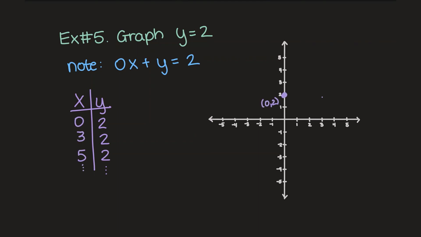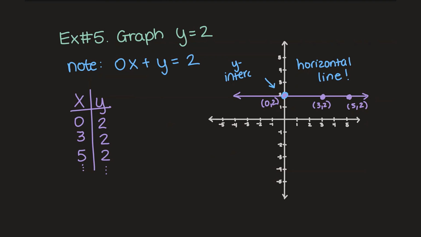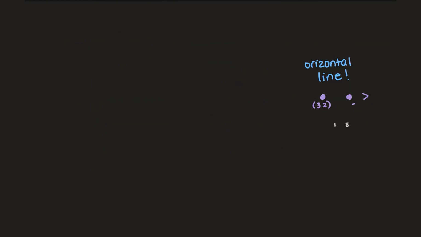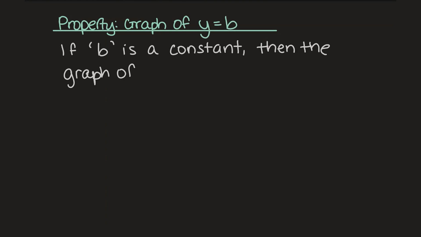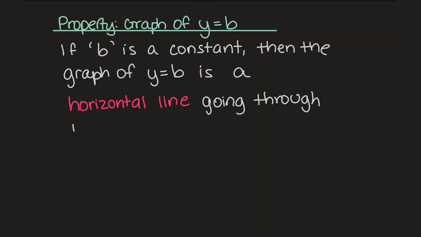Plotting these points, we have the following graph, which is a horizontal line. And there's a y-intercept at (0, 2). And this will always be the case with equations written this way. So let's also write down the property for this one. So if b is a constant, then the graph of y equals b is a horizontal line going through the point (0, b).